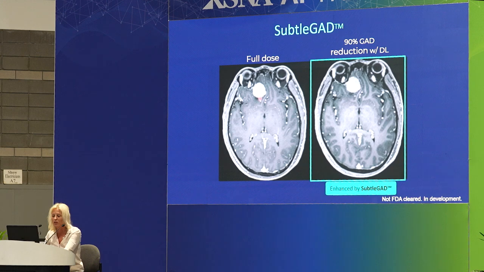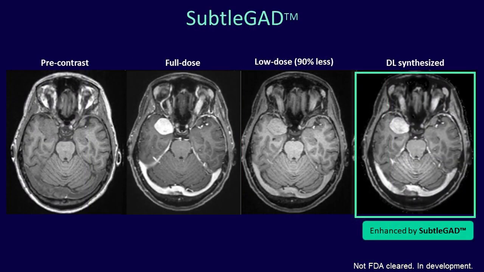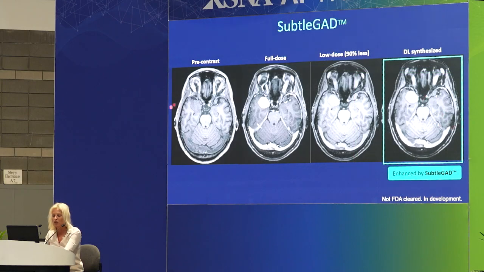Here's full dose here, this meningioma, and this is 90% reduction in dose, and it looks just like the original. Here's another patient. This is a pre-contrast. At full dose, we see this meningioma. If you drop that dose by 90% less, you lose the contrast enhancement, but then you can take this image right here, apply deep learning, and it looks very close to the full dose.